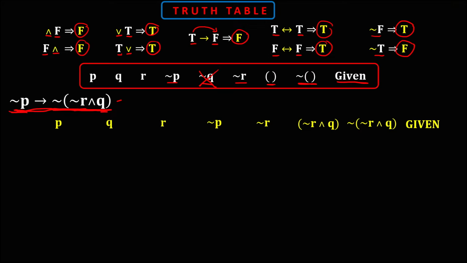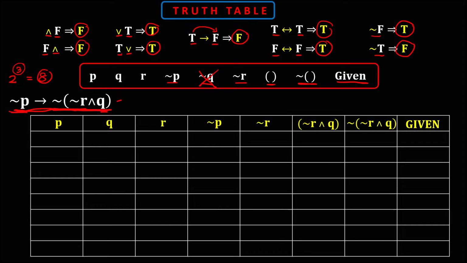Then this time, find the number of rows. Since there are three variables, this is 2 to the power 3. 3 is the number of variables, and 2 to the power 3 is 8. So this table has 8 rows: 1, 2, 3, 4, 5, 6, 7, 8.